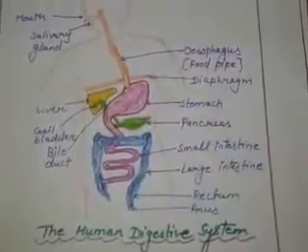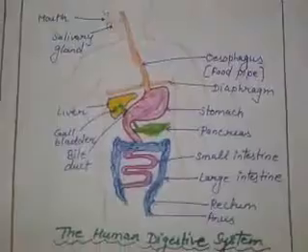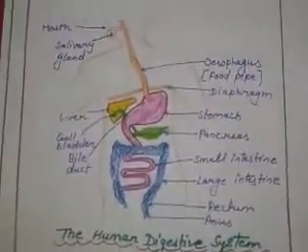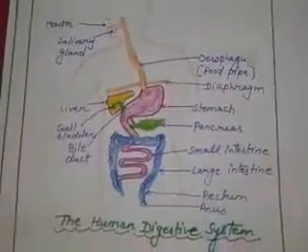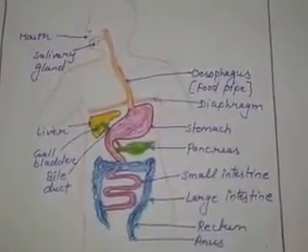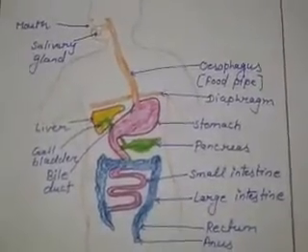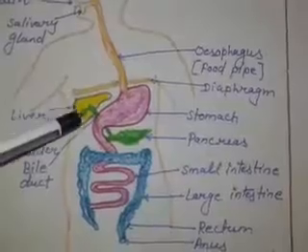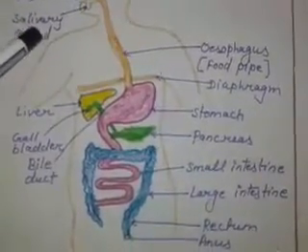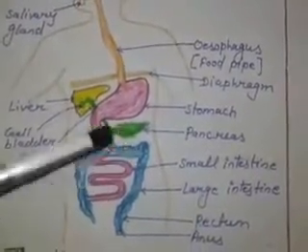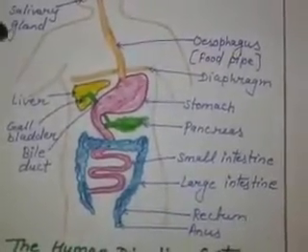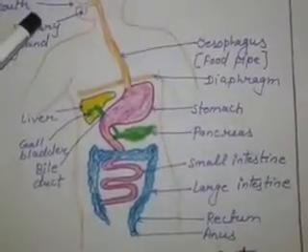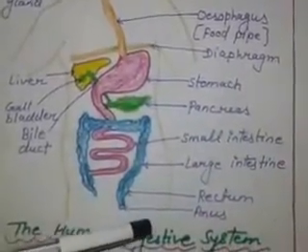Now next we have the human digestive system. Students, now you can see the human digestive system here. With this diagram we can easily understand digestion in the human body. It consists of the alimentary canal and certain digestive glands. The salivary glands, liver and pancreas are the digestive glands which help in digestion. Digestion begins from the mouth and ends at the anus.